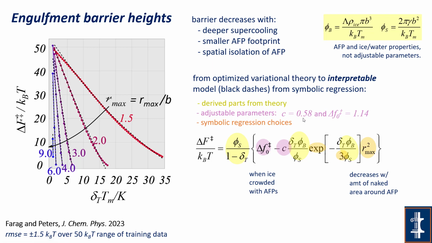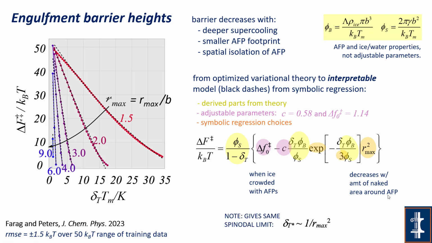I think in a sense they don't count as adjustable parameters. So this is the expression, this first part here, corresponding to the limit 50 kT. That is what you get when ice is completely crowded on the surface with antifreeze proteins. As they move farther and farther apart, this Rmax squared term inside the exponential brings those barriers down.